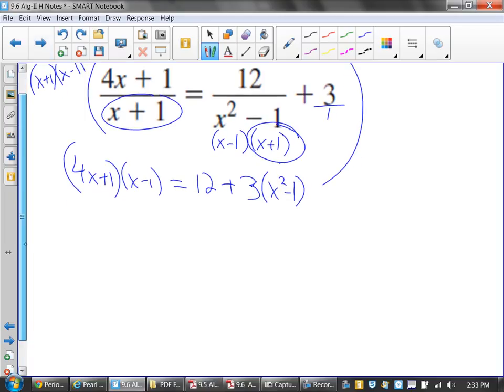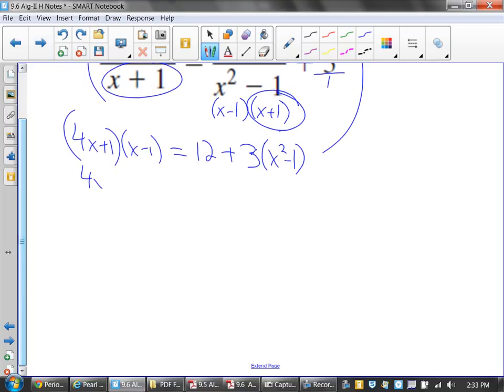FOIL out. 4x squared minus 4x plus x minus 1 is 3x squared minus 3. So 12 minus 3 is plus 9. And almost done.